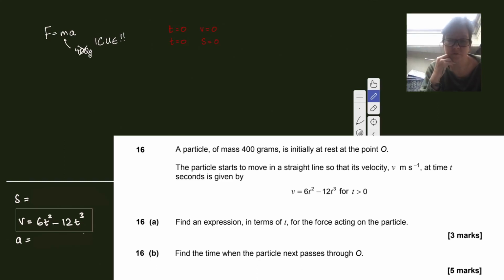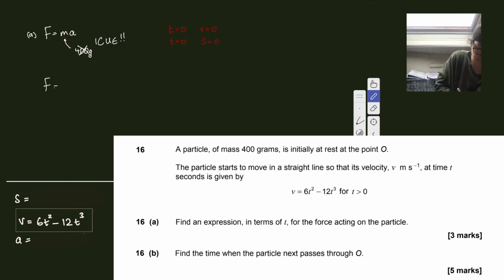Find an expression for the force. Well, there you go, that's what we were already doing. I can just put a part A on it now. We knew we were going to use that, we were definitely going to use that. So even if you just wrote it down and subbed in the mass in kilograms, you're going to get some marks for that. So what do we need to do?